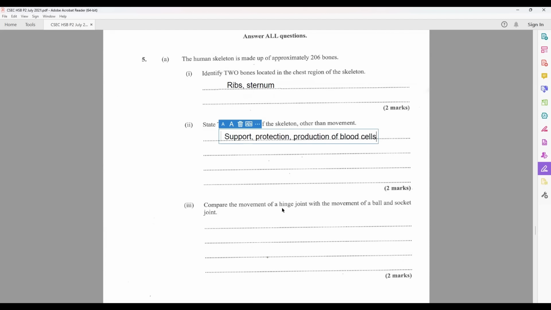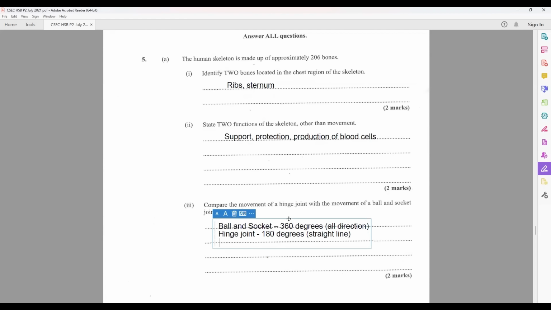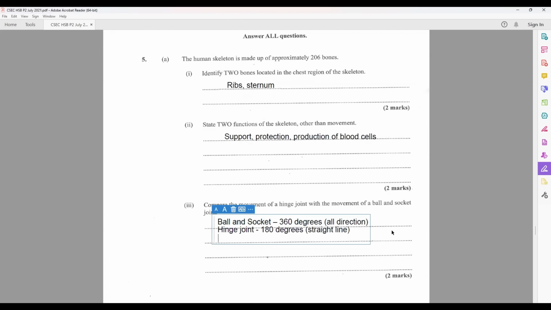They are looking at the hinge joint compared with the movement of a ball and socket joint. So we are comparing, it's 2 marks, so it doesn't require us to do much. We just need to say how each one moves. All right, a ball and socket moves 360 degrees, which is the same as all directions. A hinge joint moves along one plane, which is 180 degrees, or a straight line.